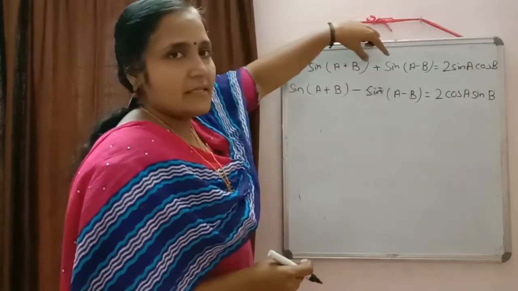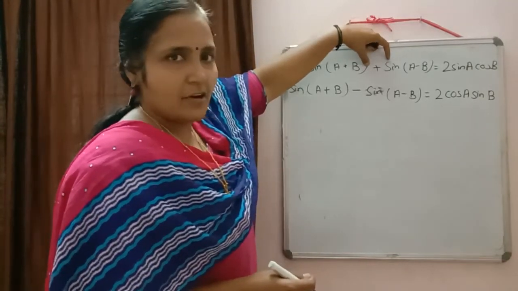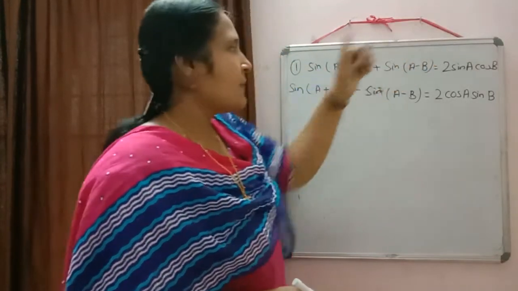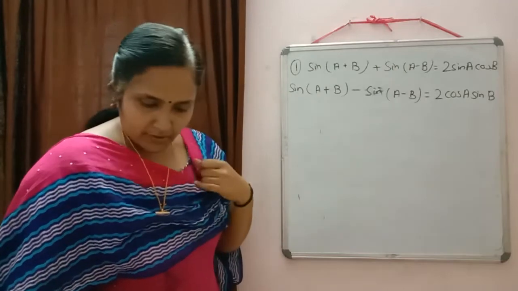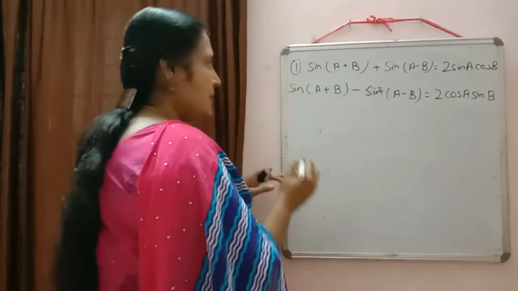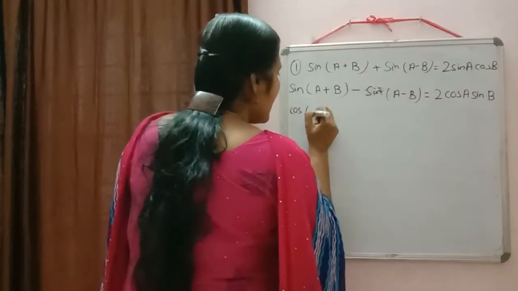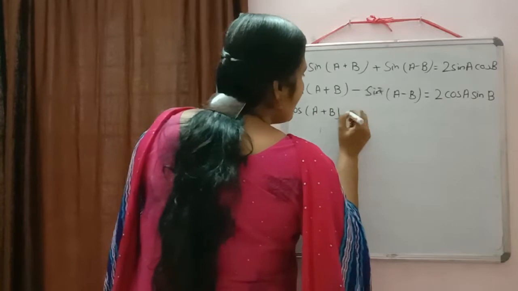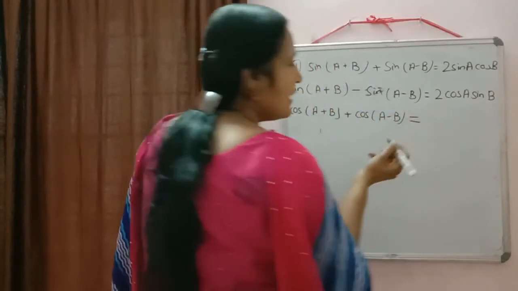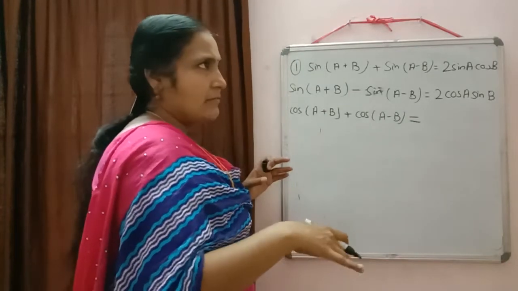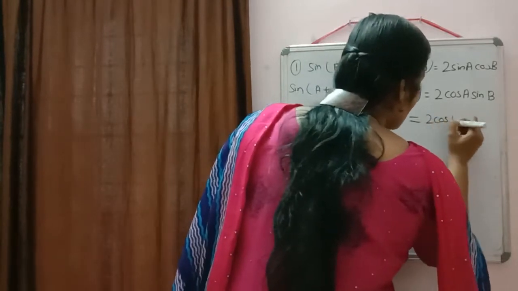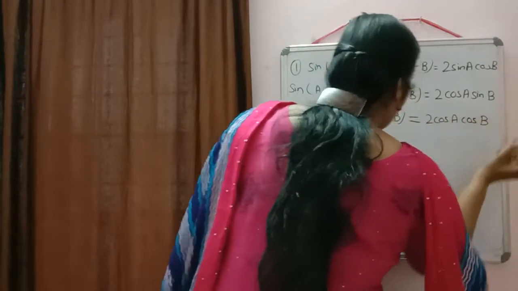So when we are using the formula of sin, in case of addition, sin only will come first, 2 sin A cos B. And in case of subtraction, cos only will come first, so it is equal to 2 cos A sin B. Then we wrote cos(A+B) plus cos(A−B). In case of cos, either cos or sin will come. In case of addition, cos will come, so it is equal to 2 cos A cos B.